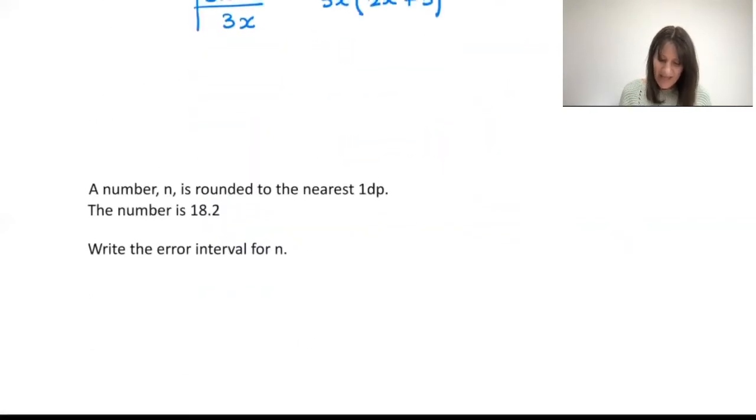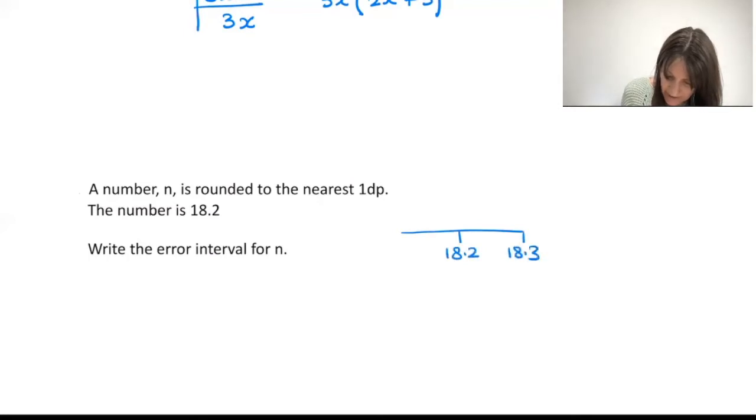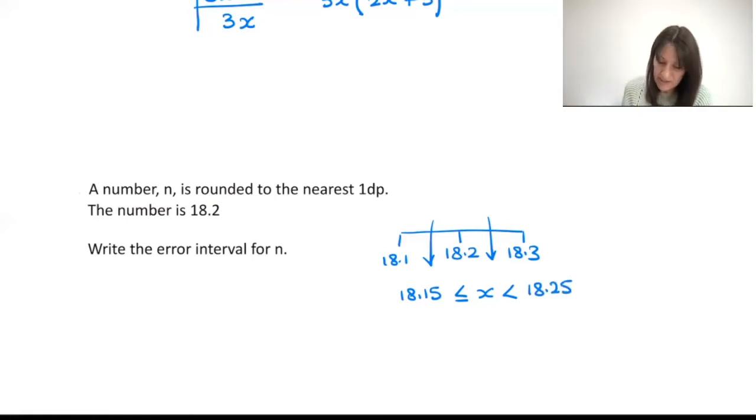Next question. A number, well, I won't read it out. You read it to yourself and then hit play when you're ready. Okay, so 1 decimal place is giving me a 1 decimal place number line. So I've got my 18.2, 18.3, 18.1. I want my halfway points. So it's going to be 18.15. X is greater than or equal to that, and then it is less than 18.25.